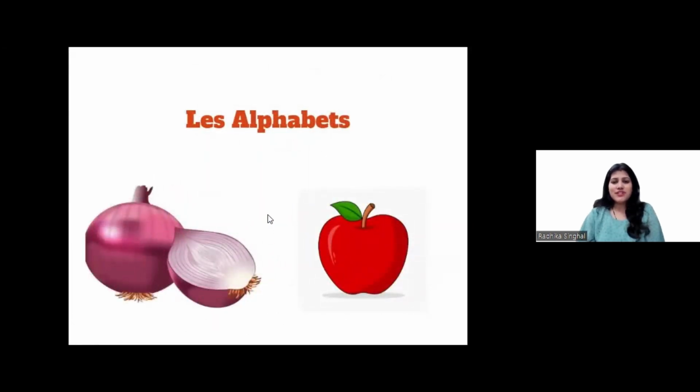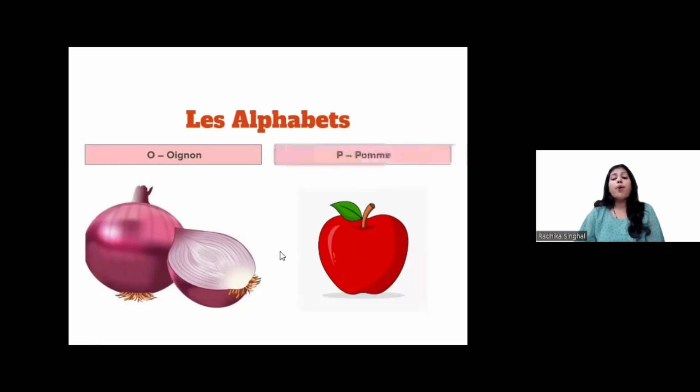The next two images, a fruit and a vegetable. From the letters O and P, we have oignon. So be very mindful of the pronunciation here. Oignon. And from the letter P, we have pomme.